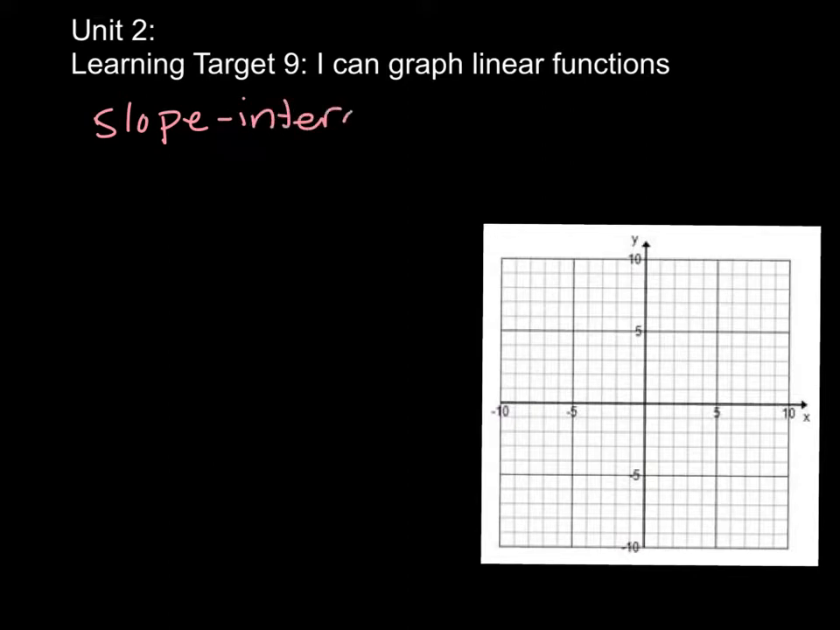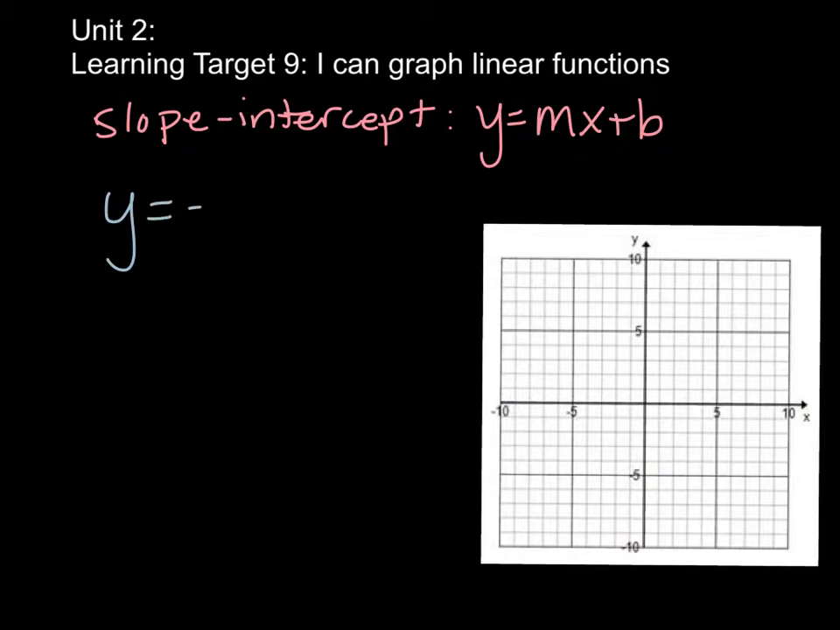Slope-intercept. So when you are given slope-intercept, y equals mx plus b. So it looks like this. Hopefully in your brain you say slope-intercept because it gives you the slope and the y-intercept. So if we look at y equals negative 4x plus 5. Okay, so right away, it's giving us the slope, that's m, is negative 4, or negative 4 over 1.